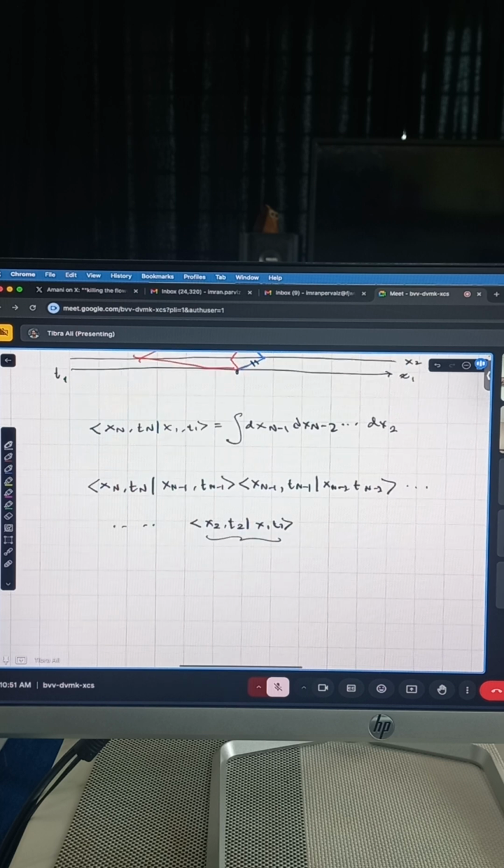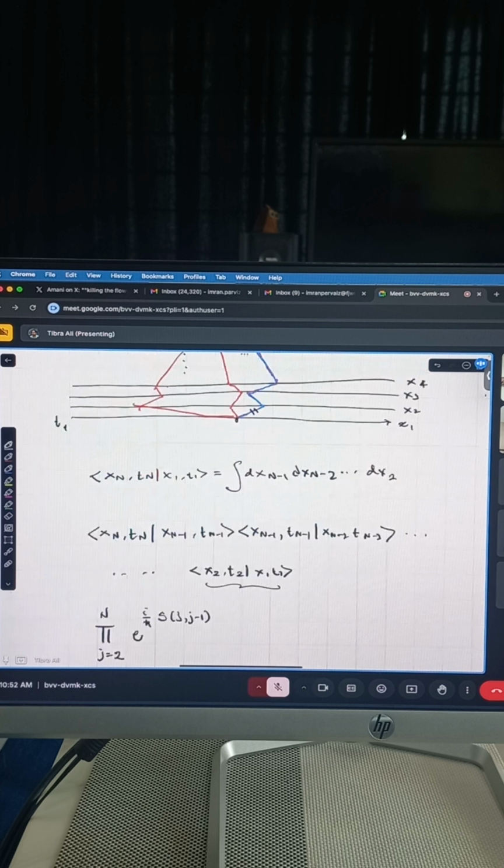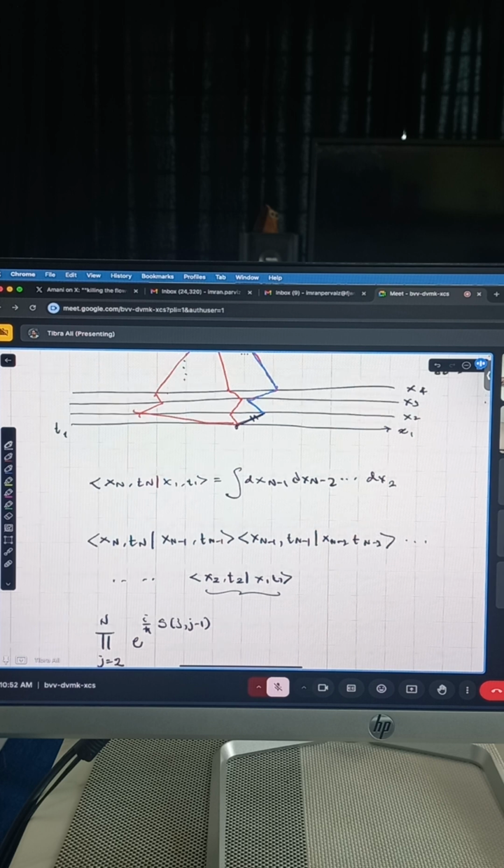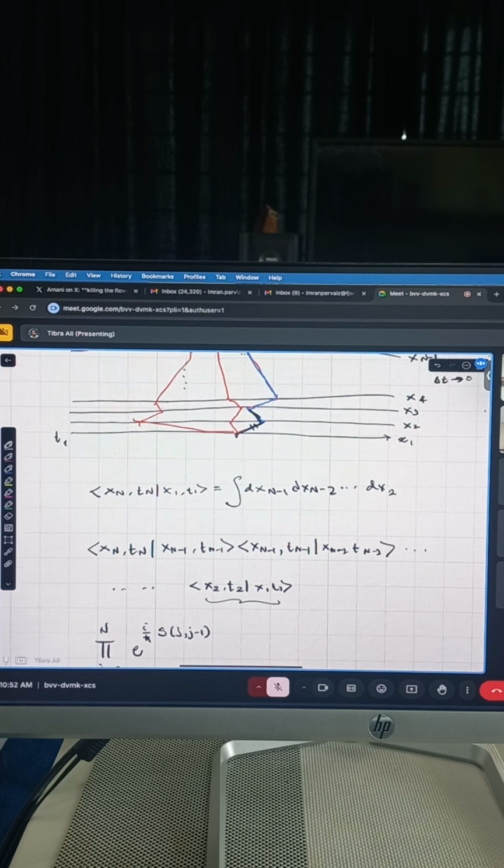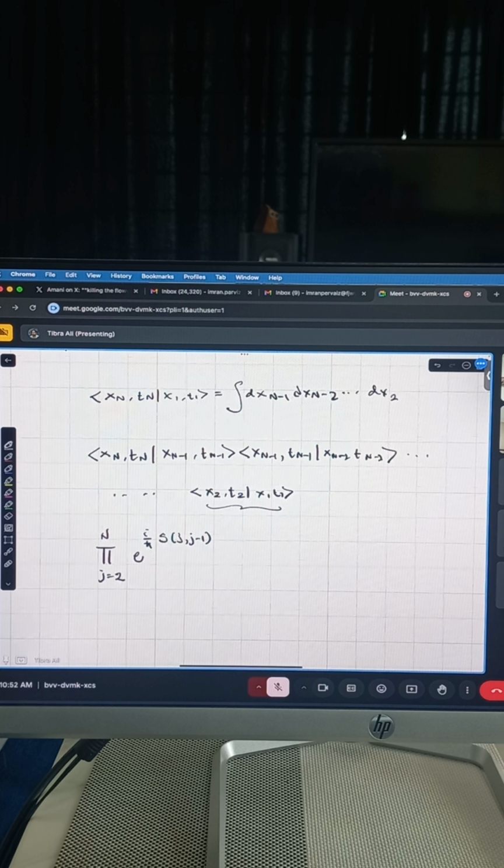then there will be n minus 1 phase factors, where the action S of j minus 1 is the action that would be associated with this bit of path. And then this bit of path, this bit of path, so on and so forth. And why is this a product? Because they're all coming from these factors, right?